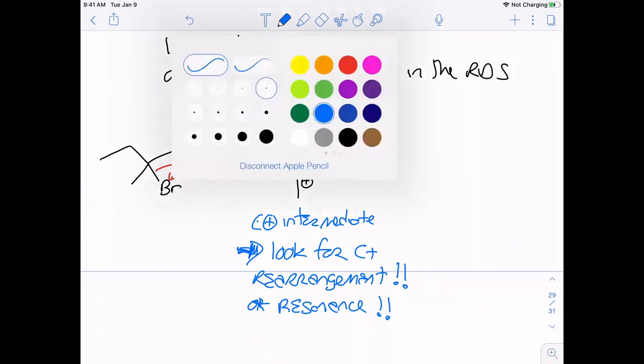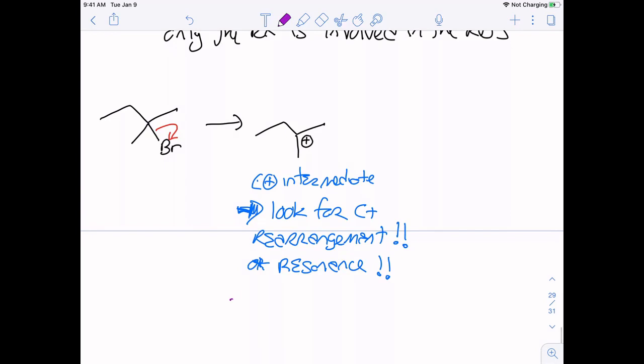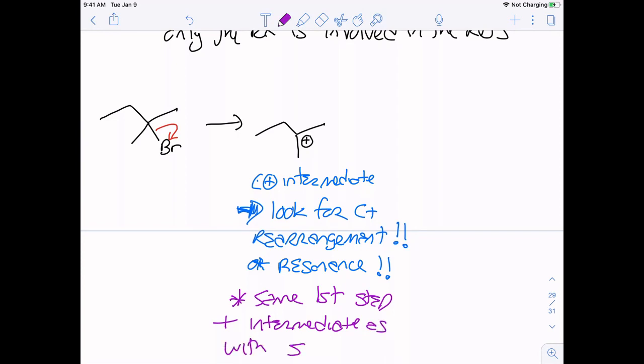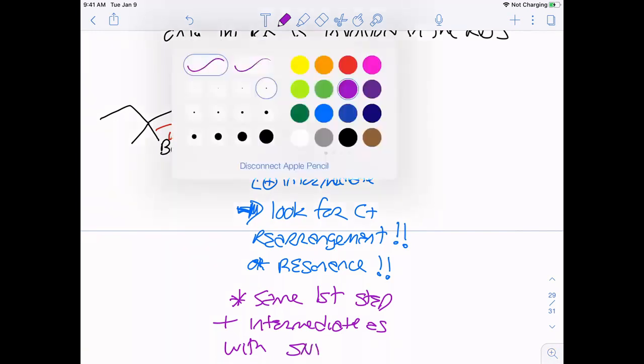Also, do note this is the same first step. I know I've said this a couple times, but when we're trying to determine what type of mechanism something goes through at the end of the semester, most things that go E1 will also go SN1 and vice versa. We can differentiate between them a little bit, but often you're going to get both products. So same first step and intermediate, same rate law as with SN1.